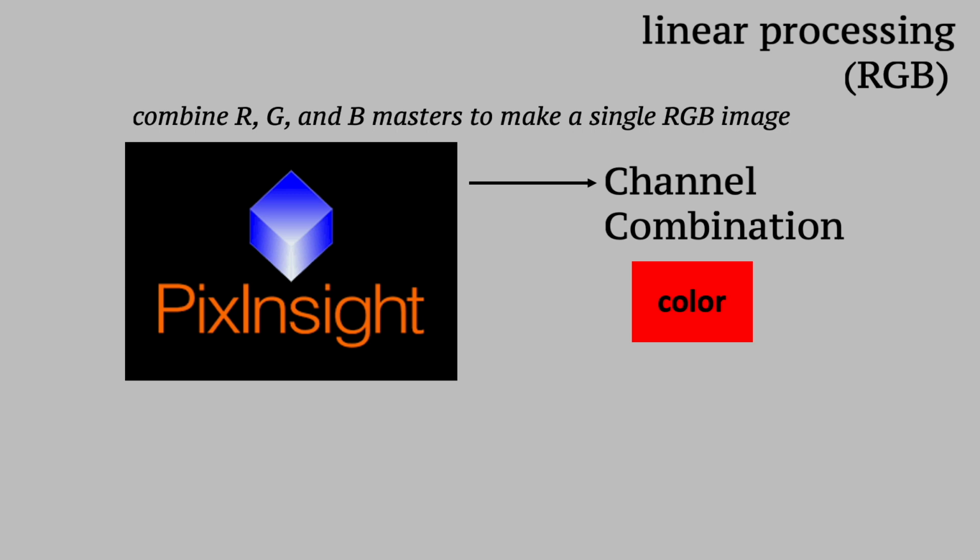So what happens in this process is Pixinsight will assign red to what you're calling the red master, it'll assign the color green to the green master and blue to the blue master. And this will be the first time that you actually see some color in the image. Up to now, everything's been black and white. So this is kind of an exciting moment, hopefully.